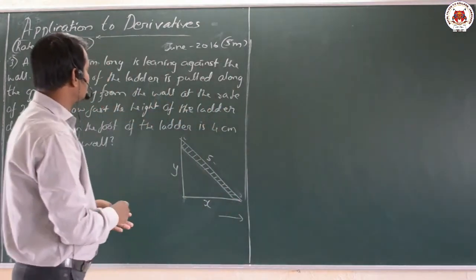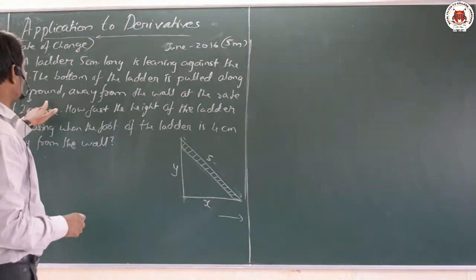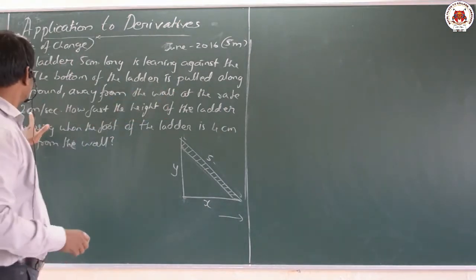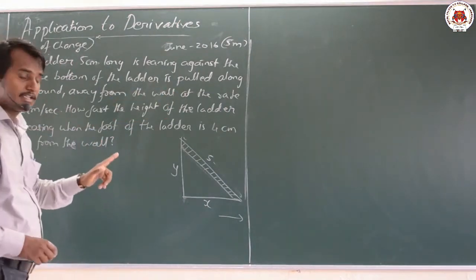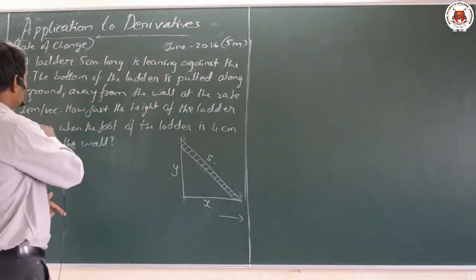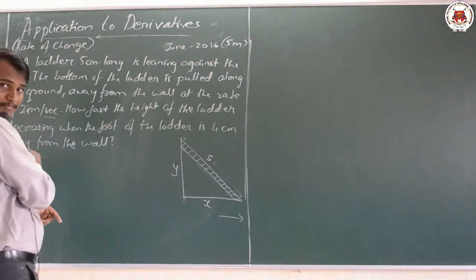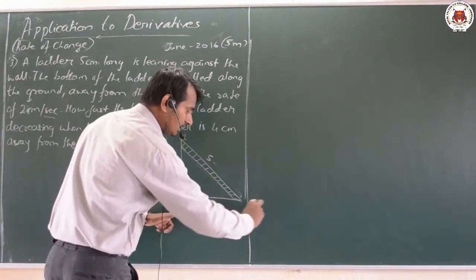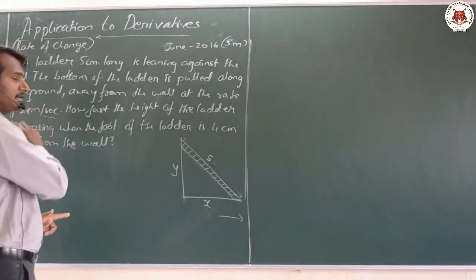At the rate of what he is asking here, the ladder is pulled along the ground away from the wall at the rate of 2 centimeter per second. That means here there is a rate of change in X with respect to time, at the rate of 2 centimeter per second.